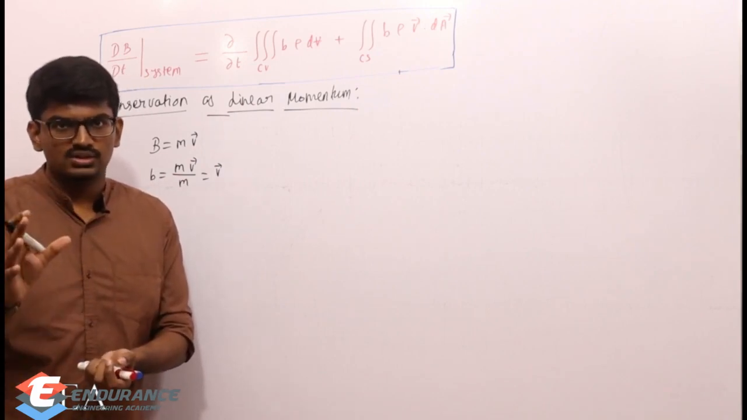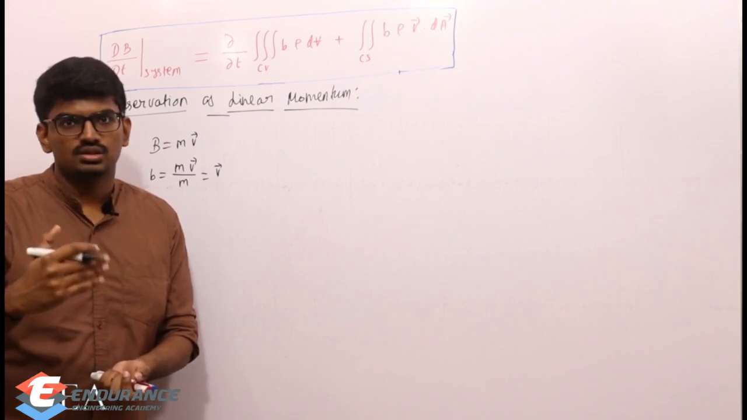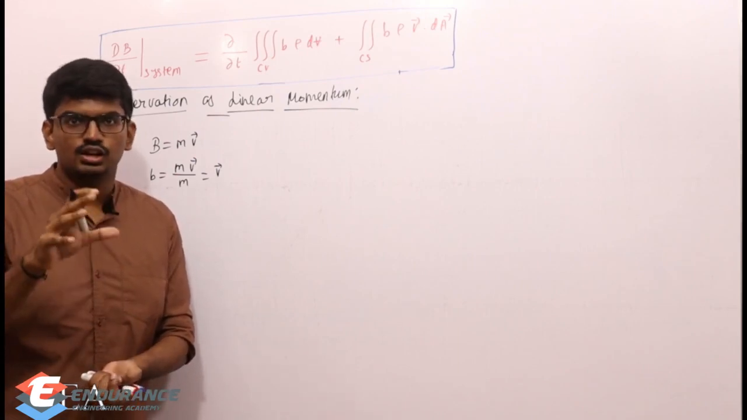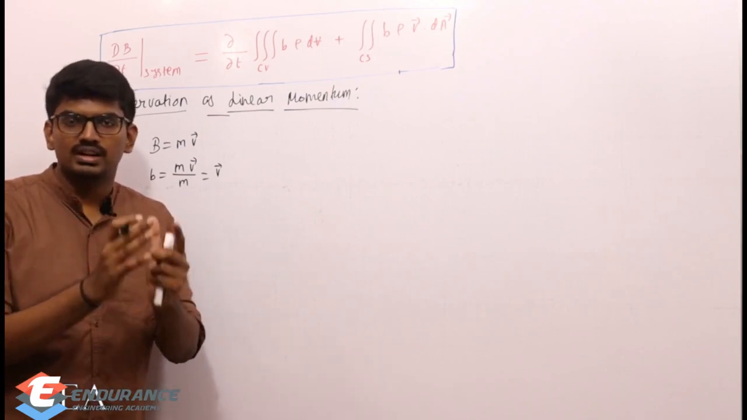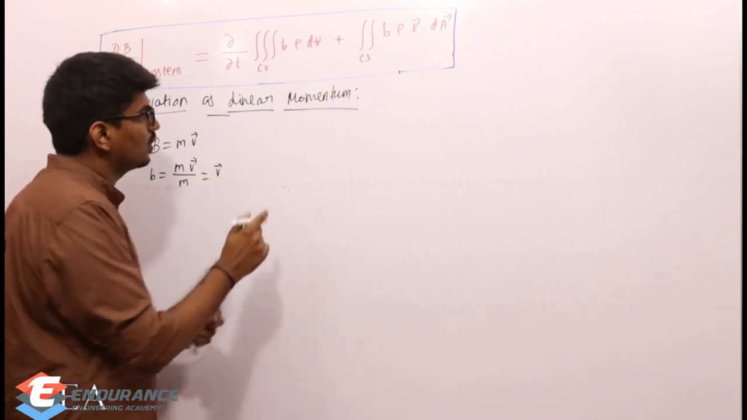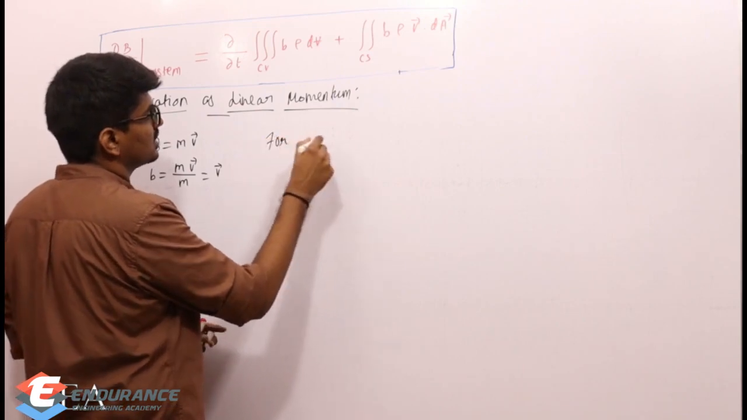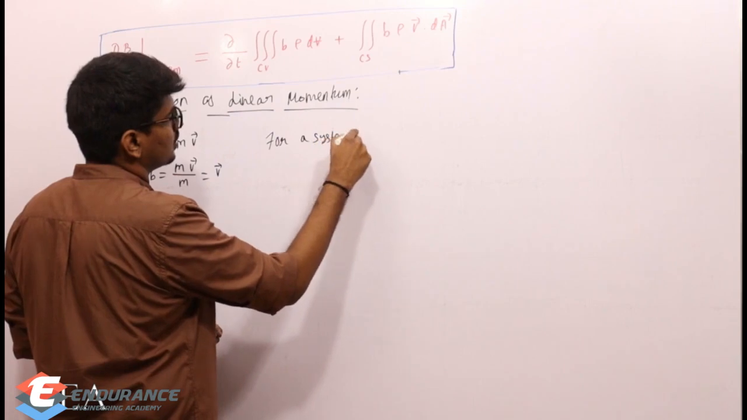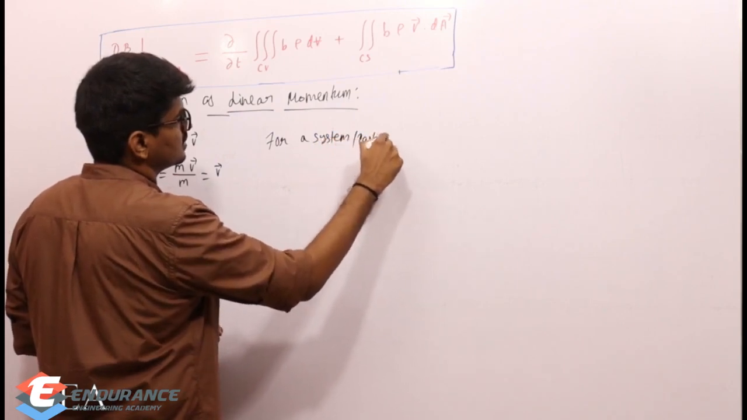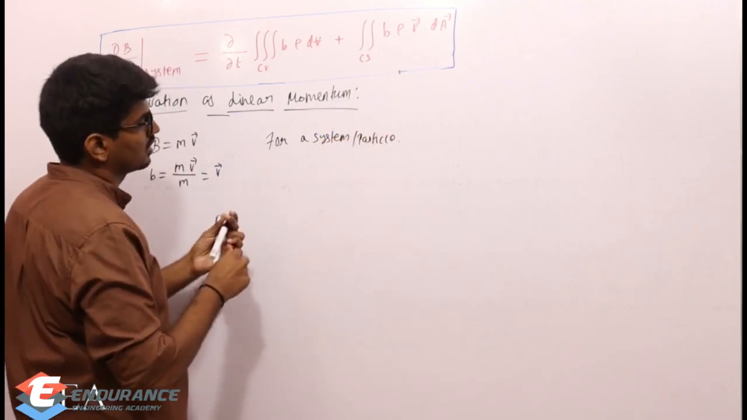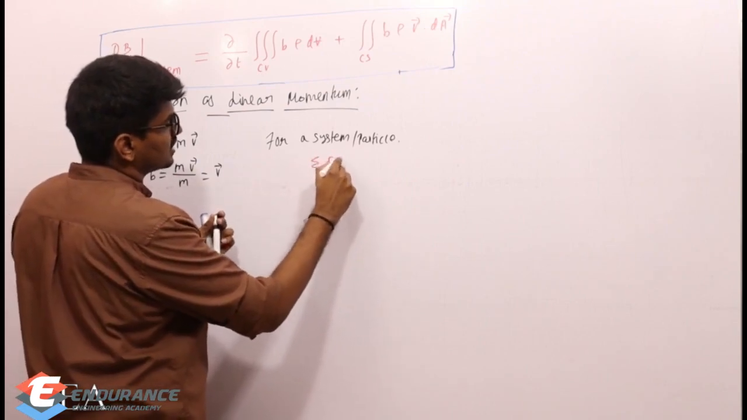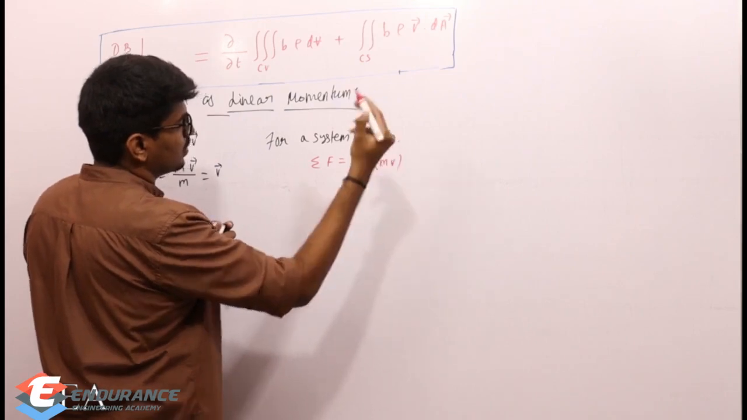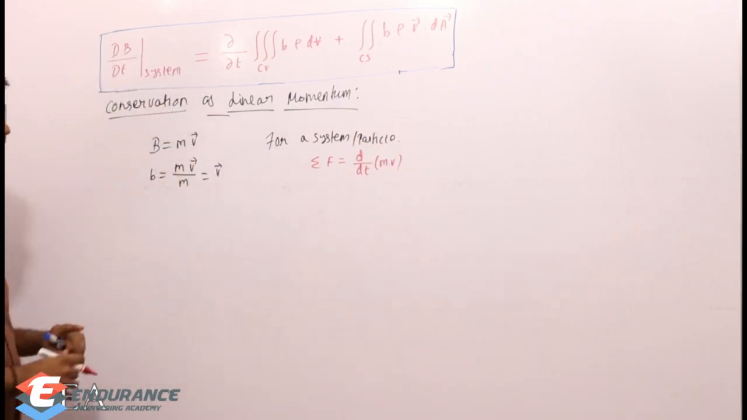The summation of forces is equal to the rate of change of linear momentum, and that is applicable for a particle or for a system only. There is a group of particles, or a particular system. So Newton's second law of motion says, for a system or for a particle, that the summation of forces is equal to the rate of change of its momentum. Okay, I hope that you know this.